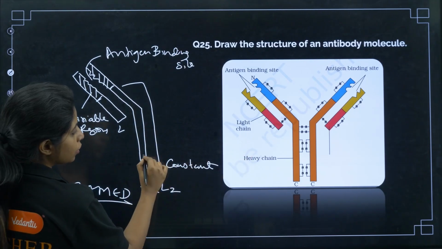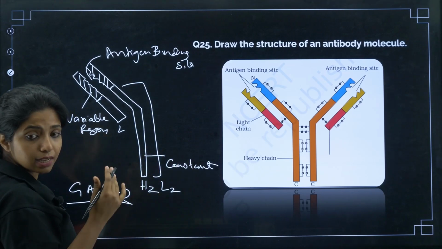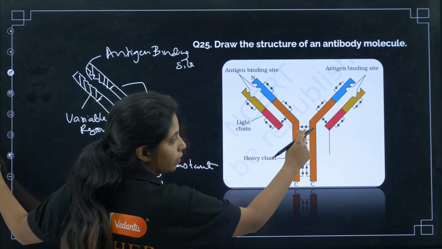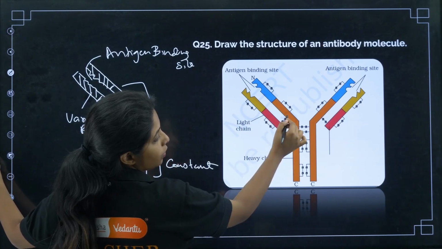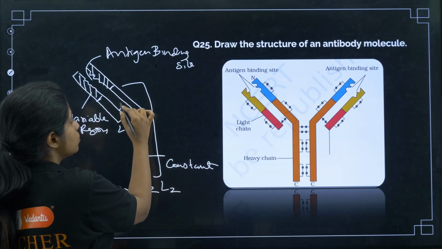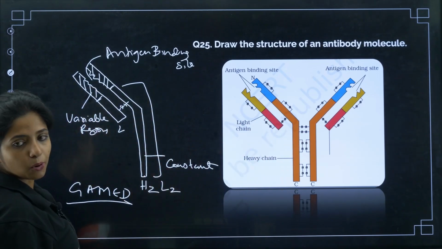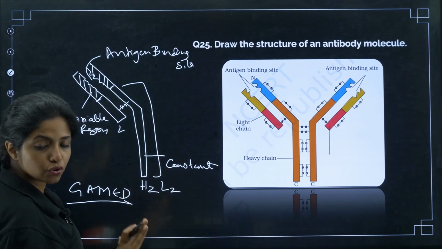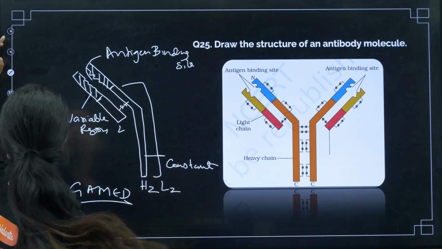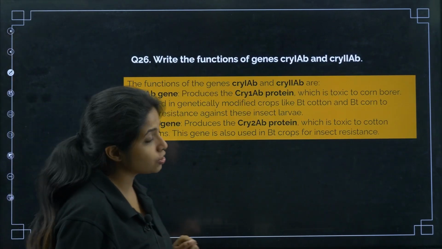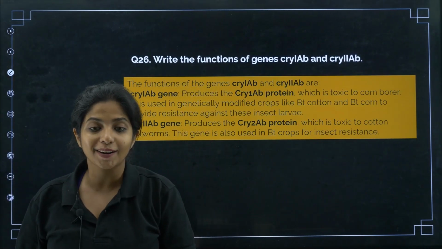Now between the 2 heavy chains you have so many disulfide bonds, my dear children, as you can see over here. So they have in between them and also within them. Okay. Now here also between the light and heavy chain there is one disulfide bond as well. So this is the structure you need to draw. You need to know how to draw it. Cool. Chalo. Next, write the functions of genes Cry1AB and Cry2AB.